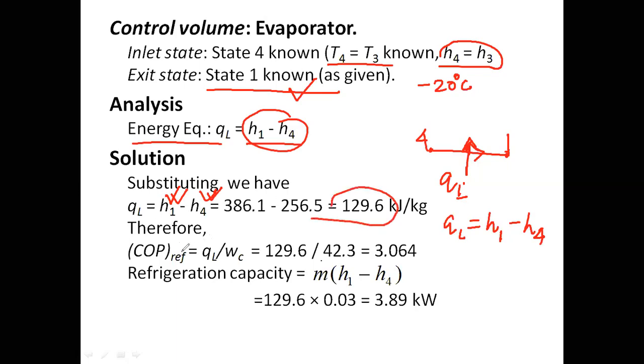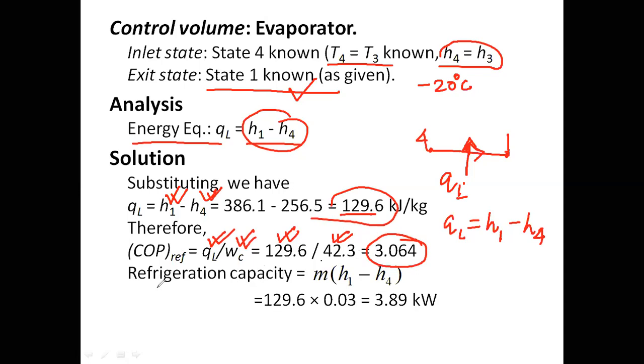Now we know that COP is defined as the heat absorbed divided by the work input to the compressor. The heat absorbed we have calculated earlier, 42.3 kilojoule per kg, and this is calculated just now, it is 129.6 kilojoule per kg. So the COP value is coming to be 3.064.